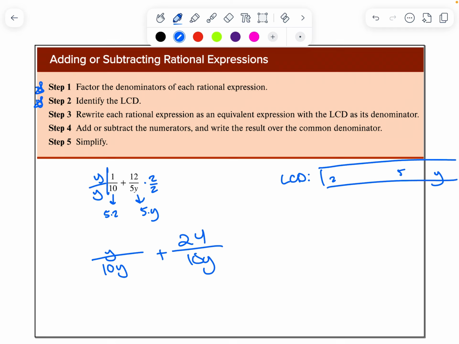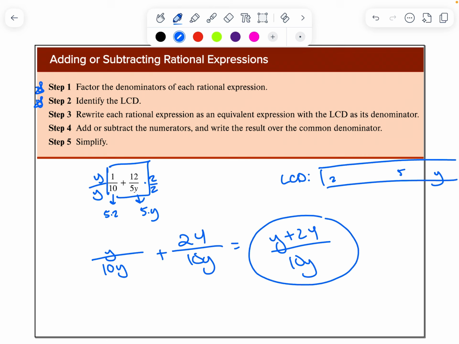And now I went from a problem that did not have common denominators to a problem that does have common denominators. Now I can add my two fractions. That's the same thing as y plus 24. Remember, we just add across the top. As long as they have the same thing on bottom, we can add them together. They have to have a common denominator to be able to add the fractions.